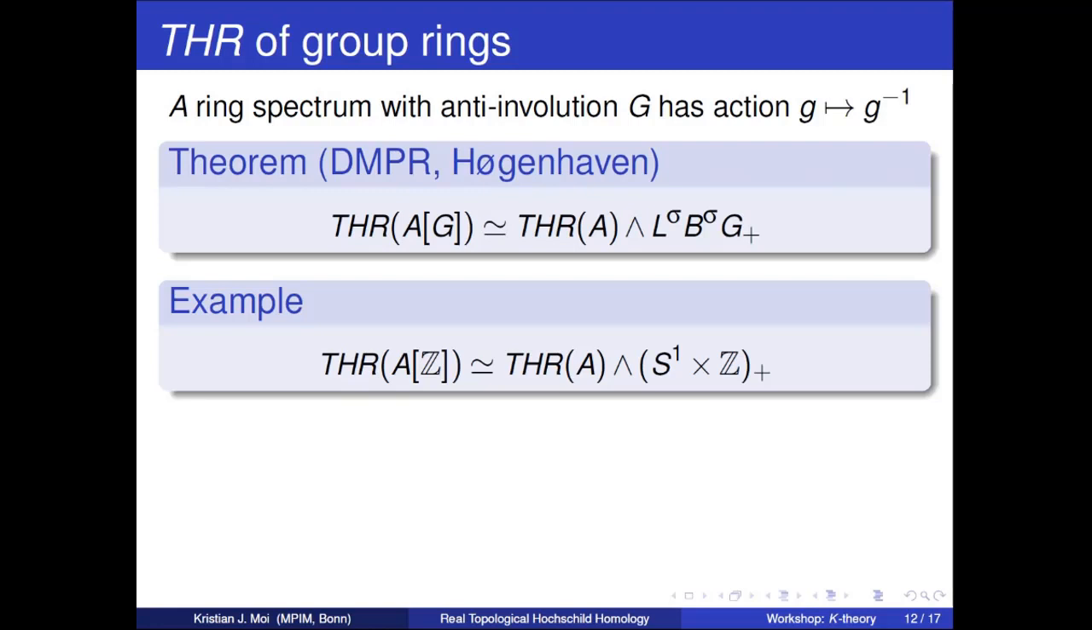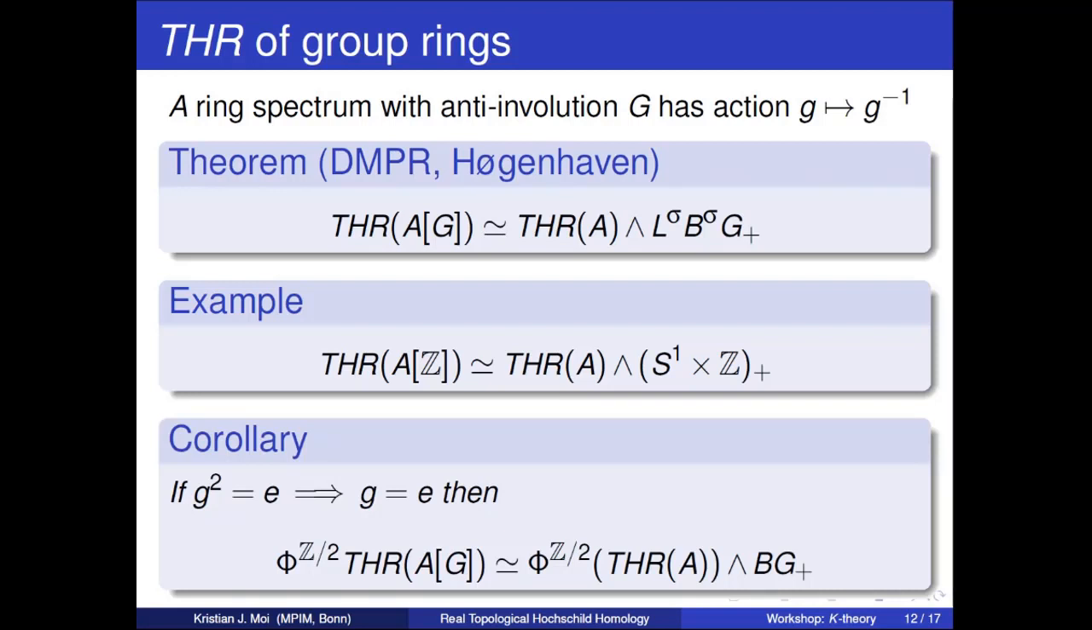So that's an example, and the corollary comes out of analyzing the homotopy type of this loop space, and in particular analyzing its fixed points. Its fixed points have to do with the elements of the group whose square is a unit. And so if the only two-torsion element is the unit element, then you get this nice formula for the geometric fixed points.